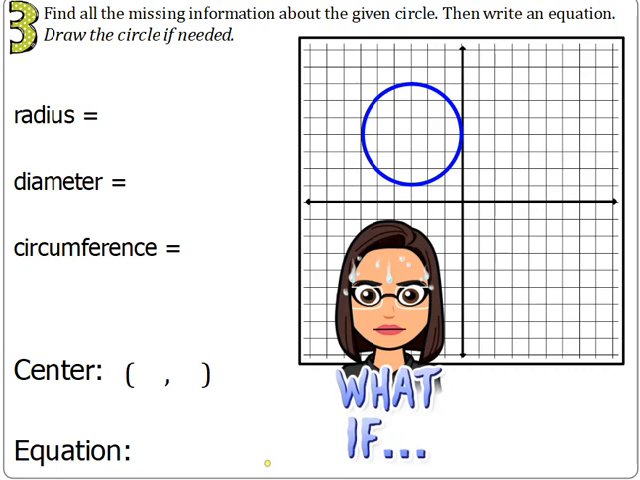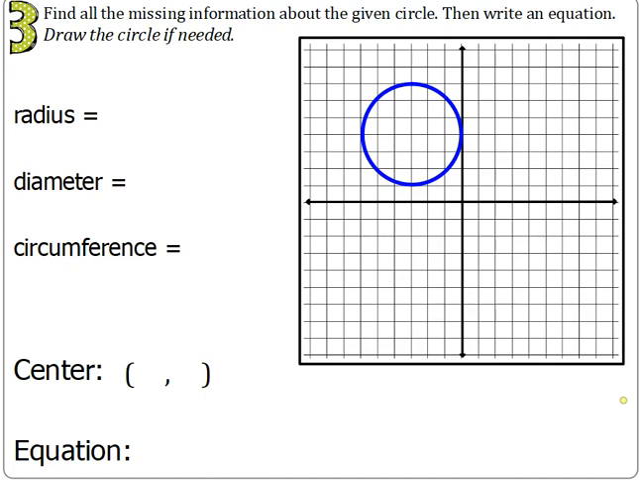Number 3. Okay, this is in the same directions, find all the missing information, but I don't have any information. All I have is this wonderful picture. Guess what? I can totally do this. I don't need to sweat it out. Let's try. I think for this one, I'm going to start with the diameter.